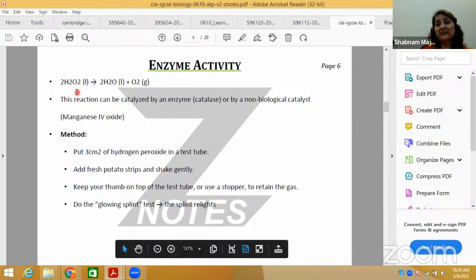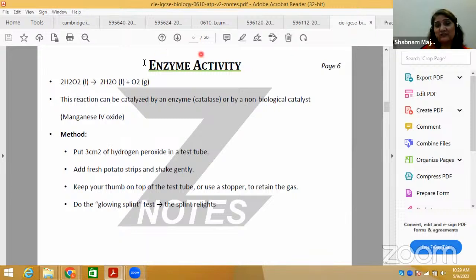Enzyme activity: there is a very important enzyme, I hope you must have done. Very common name of the enzyme is catalase. From where do we need to extract catalase? Catalase is extracted from plants, potato, celery stalks, liver, yeast; you have to see what you are extracting it from. Catalase is an enzyme which catalyzes the reaction in which hydrogen peroxide, H2O2, converts into water and oxygen. It's a balanced equation, you have to see the balanced equation.